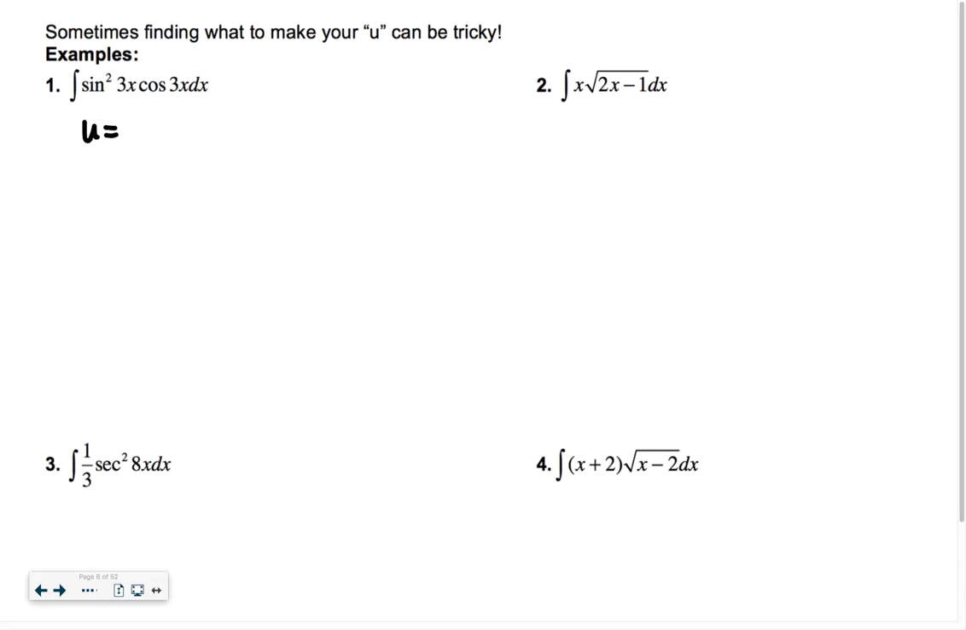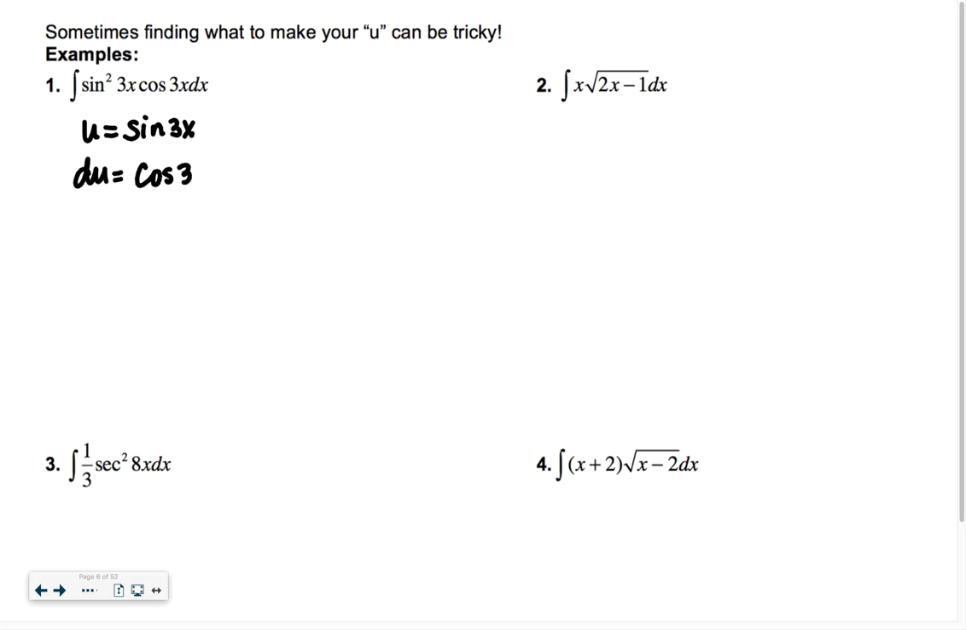Close. Not sine squared though, just sine of 3x. Because isn't that really kind of in parentheses as well? It's sine of 3x squared. It kind of goes back to those double chain problems we had. Isn't that an inside part as well? And what's nice if I make it sine of 3x, what's its derivative?